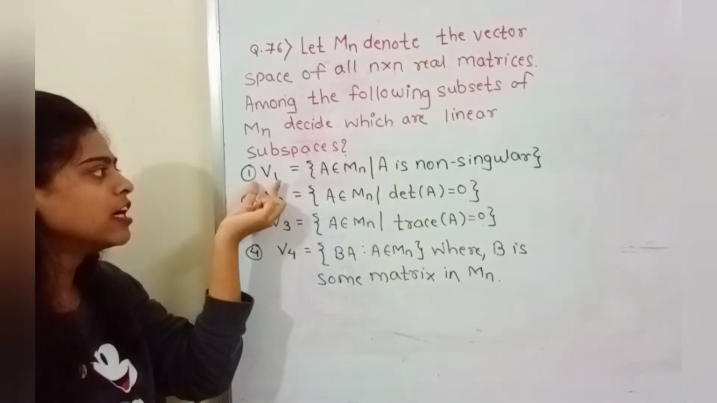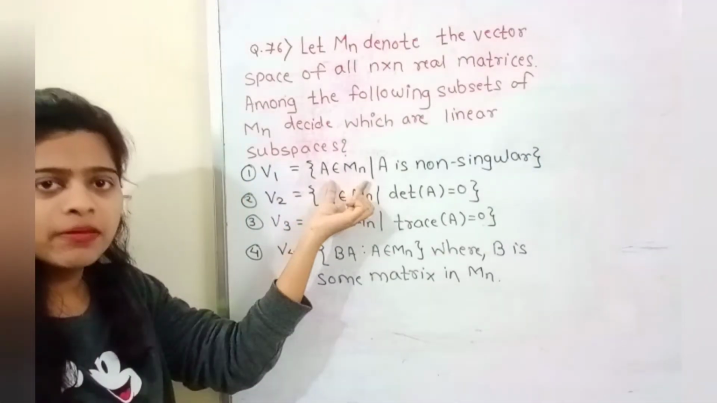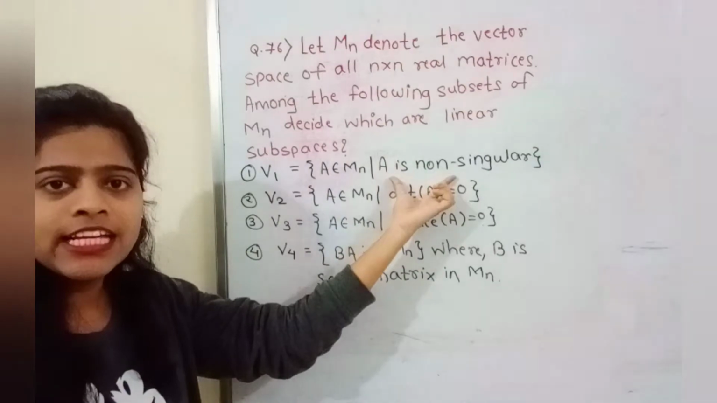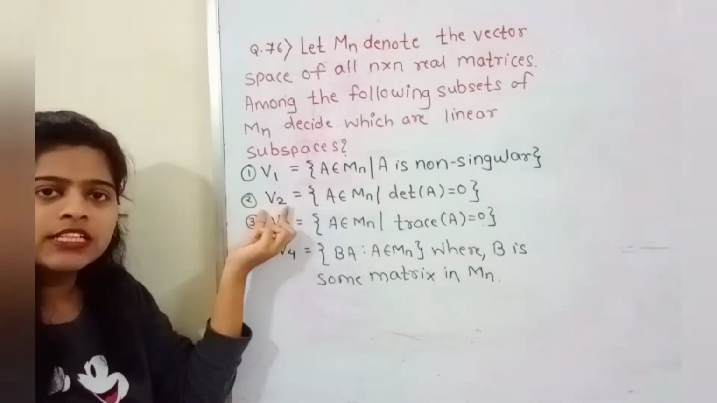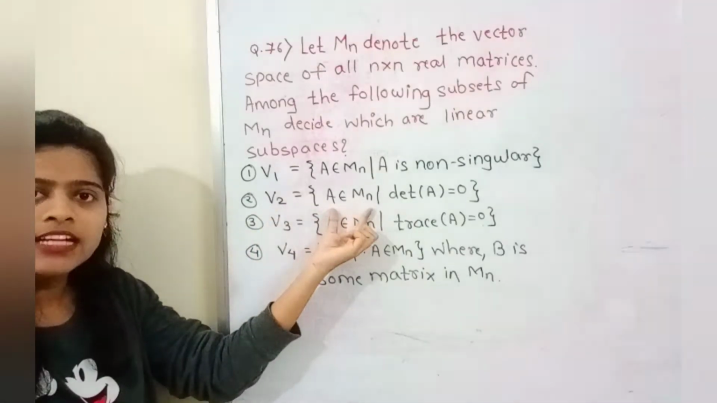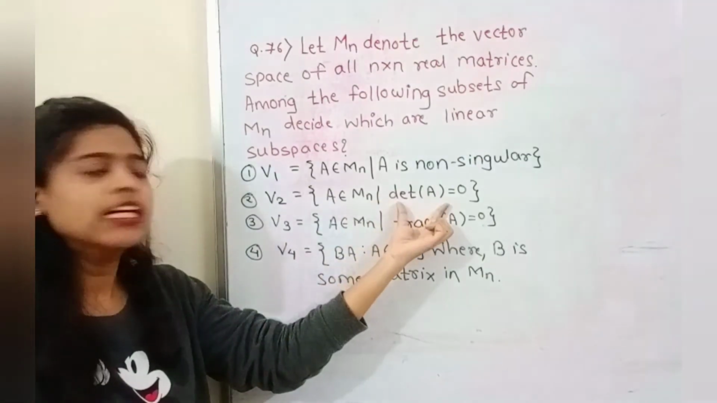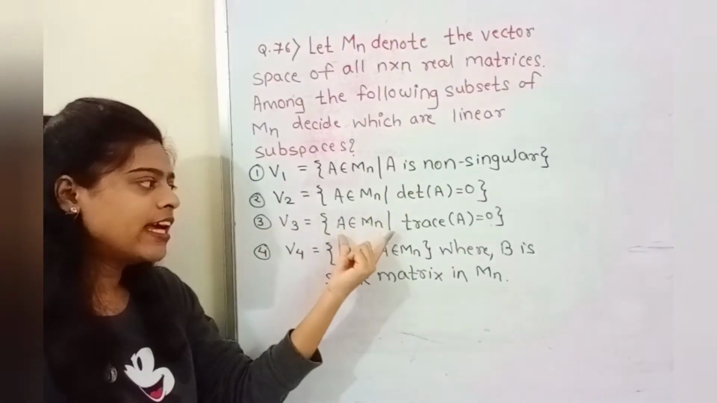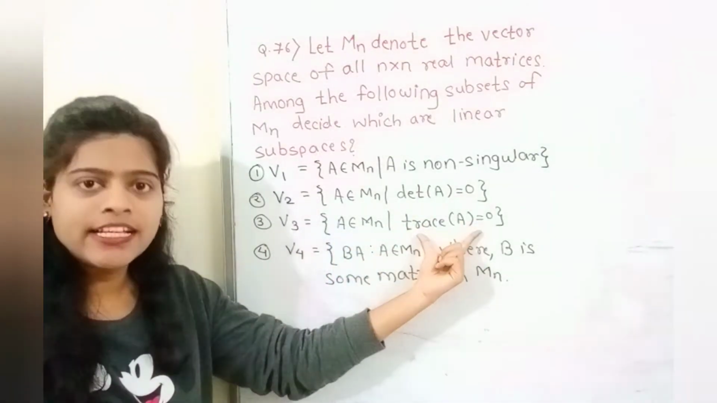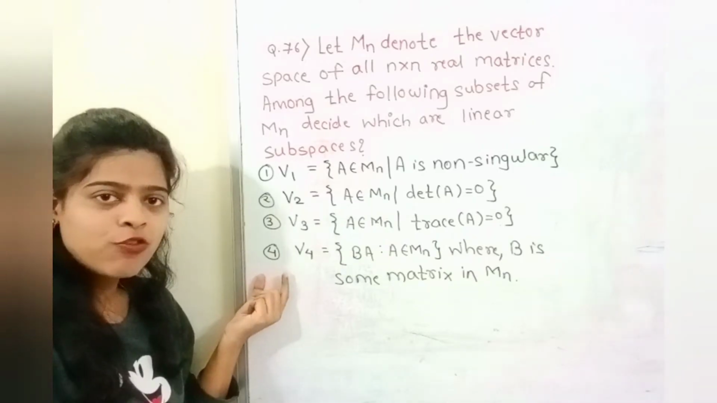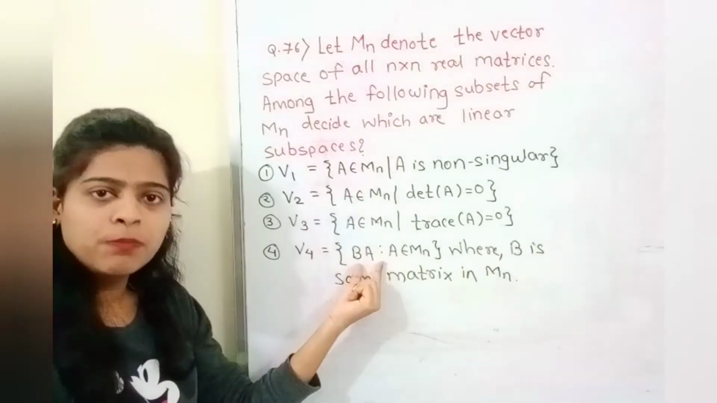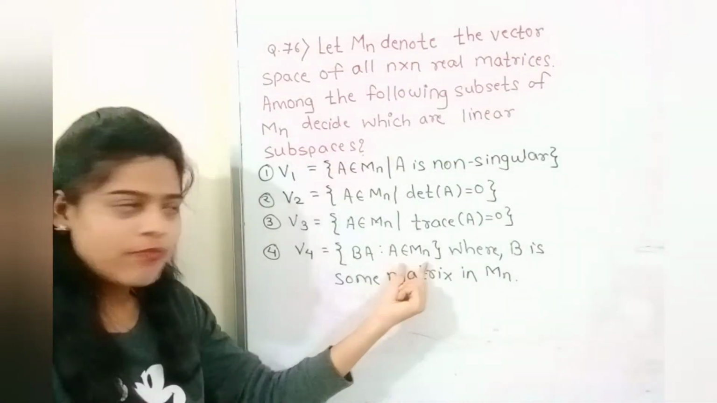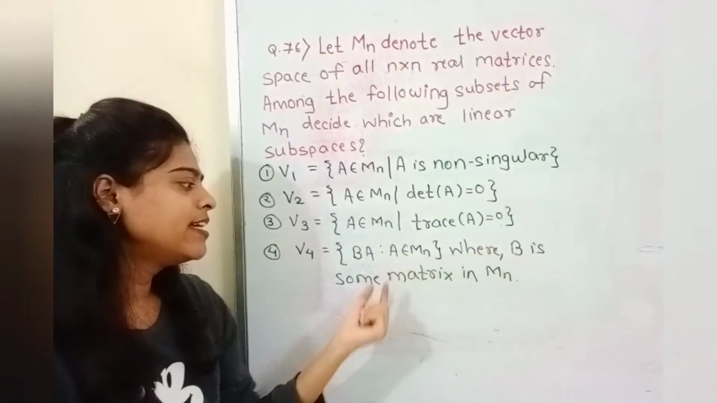Option 1 says V1 is the set of A belonging to Mn such that A is non-singular. Option 2 is V2, the set of A belonging to Mn such that determinant A is equal to 0. Option 3 is V3, A belonging to Mn such that trace A is equal to 0. And option 4 is V4 equal to BA such that A belongs to Mn, where B is some matrix in Mn.